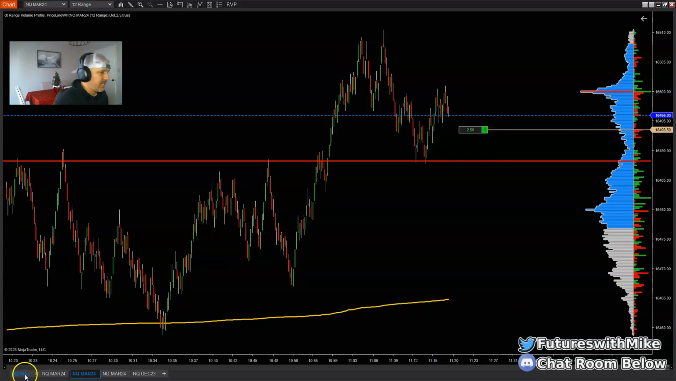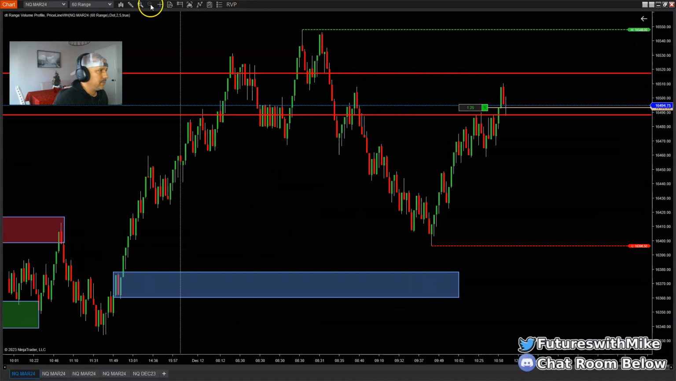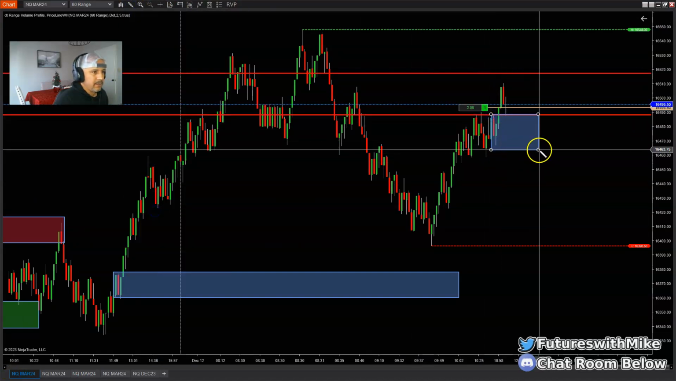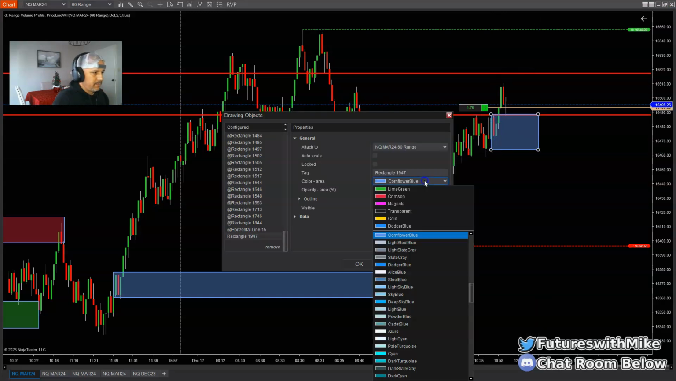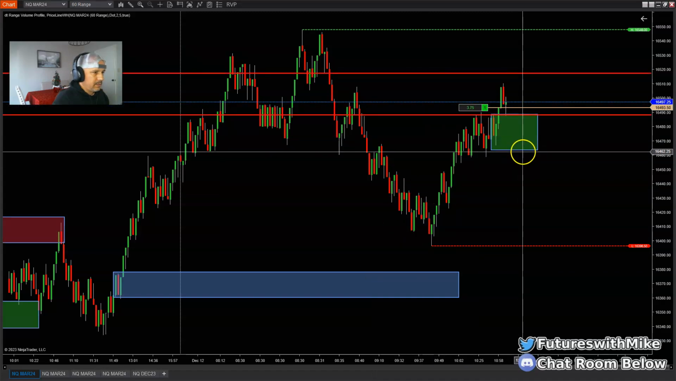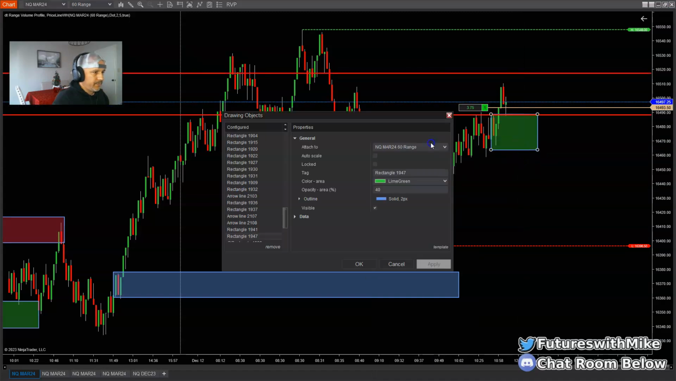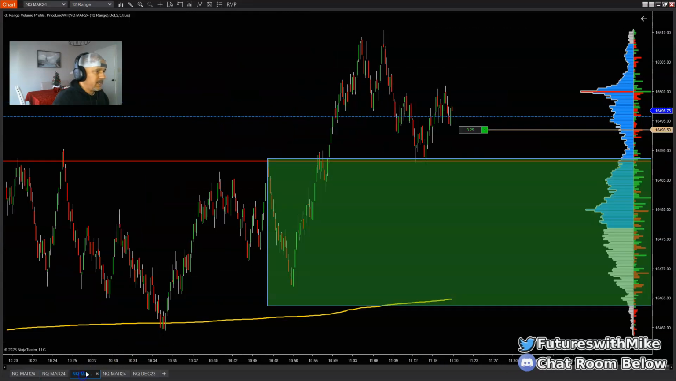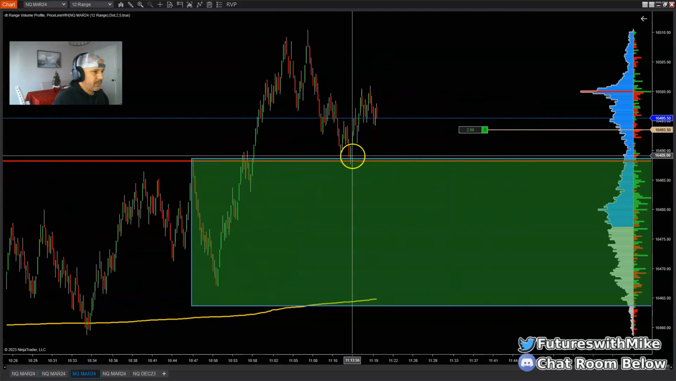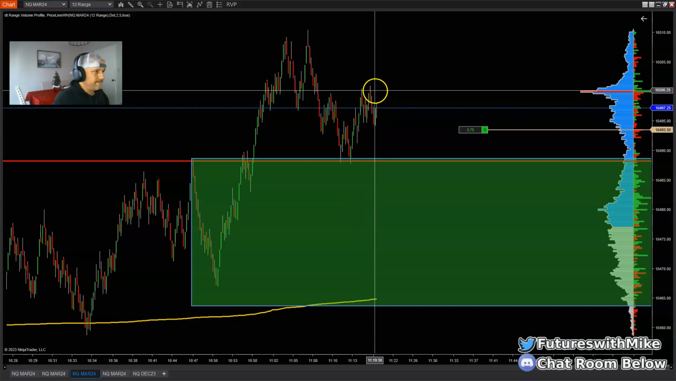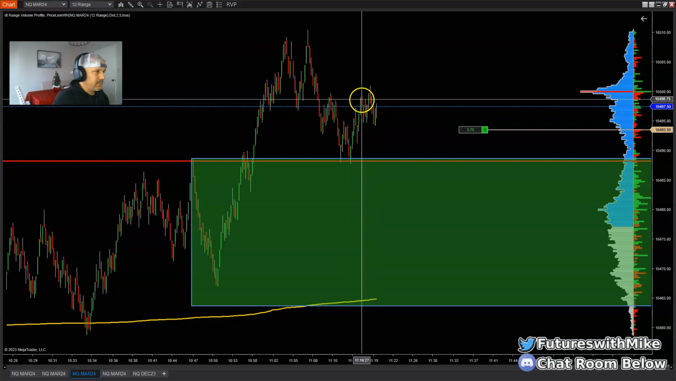I'm going to mark this demand zone with a higher time frame. That's the demand zone. I'm going to make this a green box. And I'm going to, come on, all charts. Now we can see it on the other chart. Okay, you see it? This is the demand area. All right, let's see what it's doing here.